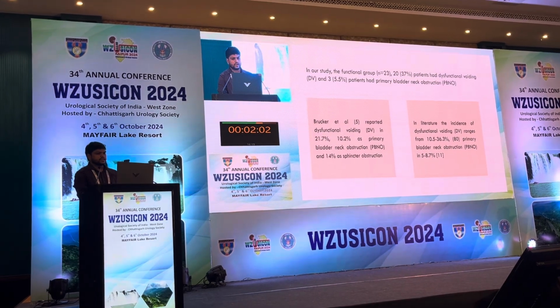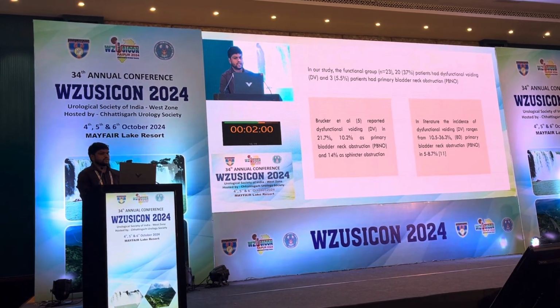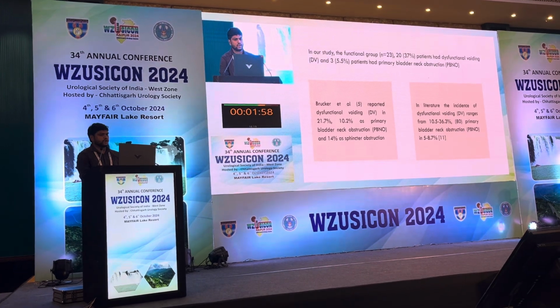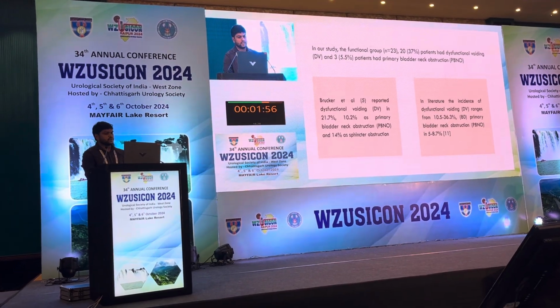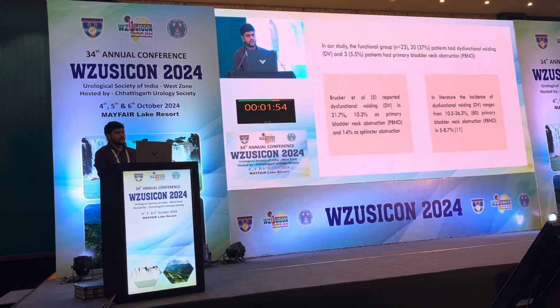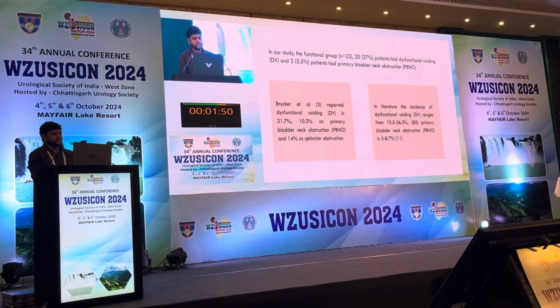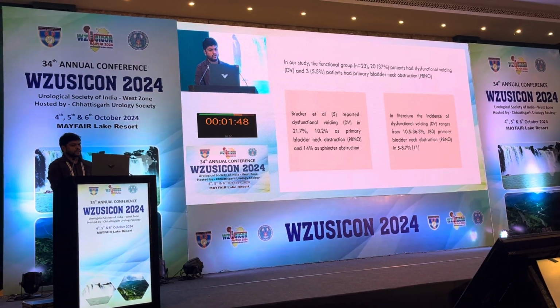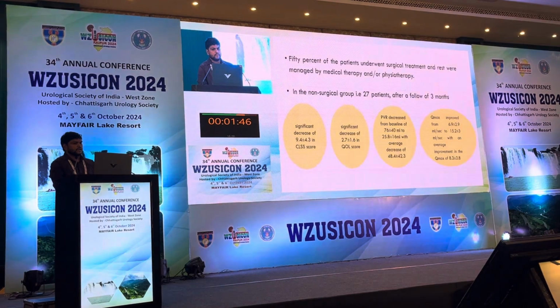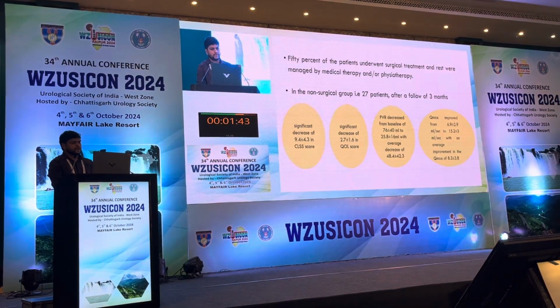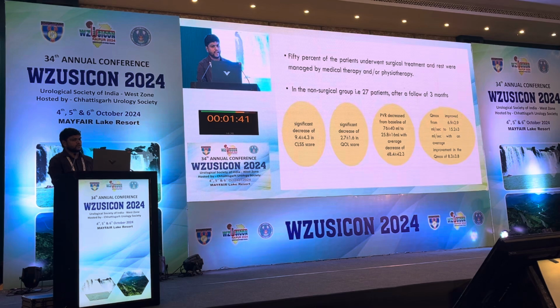In our study, in the functional group, 20 patients, that is 37%, had dysfunctional voiding. Similar reports from Grouper et al. had a dysfunctional voiding rate of around 21.7%. In the literature, the incidence of dysfunctional voiding ranges from 10.5 to 36.3%. 50% of patients underwent surgical treatment and the rest were managed by medical therapy and physiotherapy.